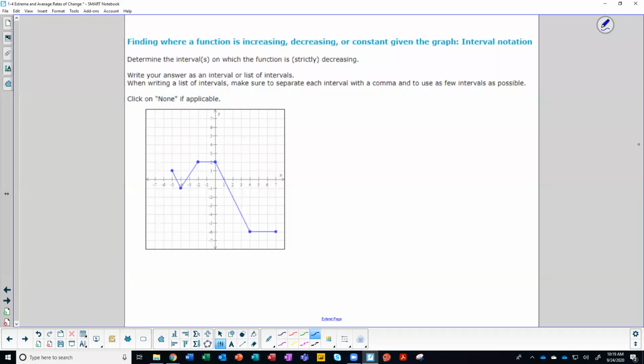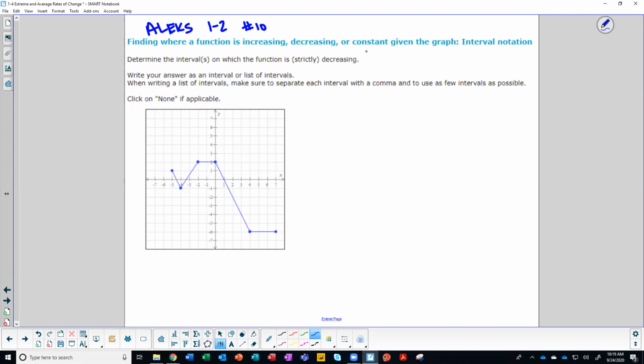All right, let's take a look at ALEKS lesson or assignment 1-2, number 10. Finding where a function is increasing, decreasing, or constant given the graph and interval notation. Now it says determine the intervals where it's strictly decreasing.